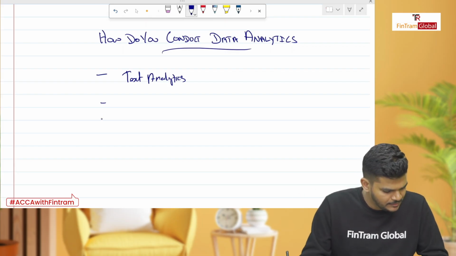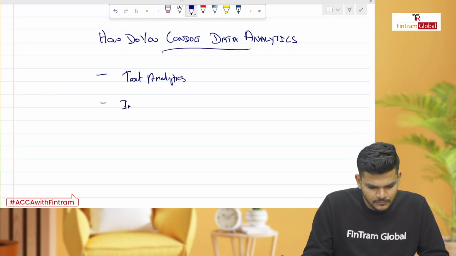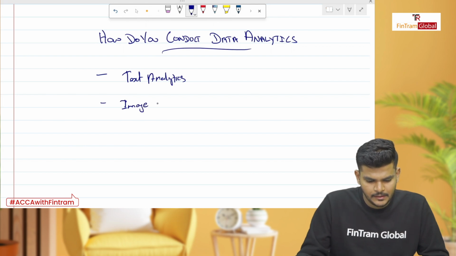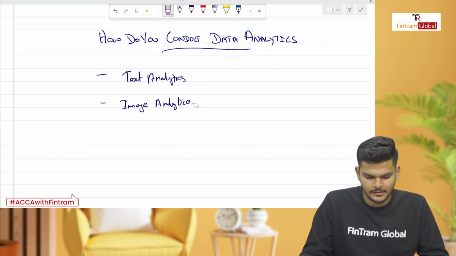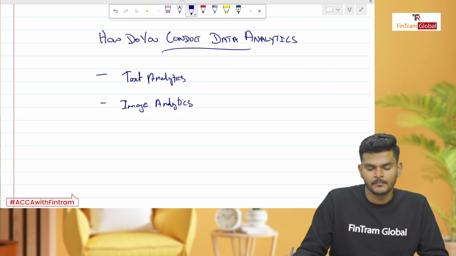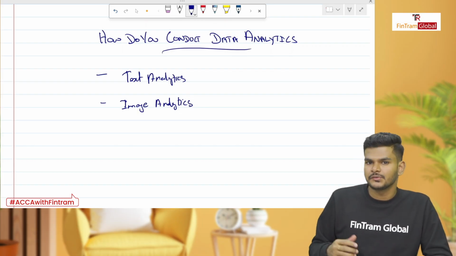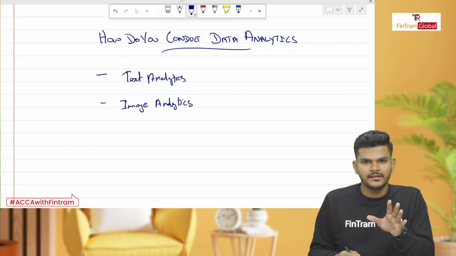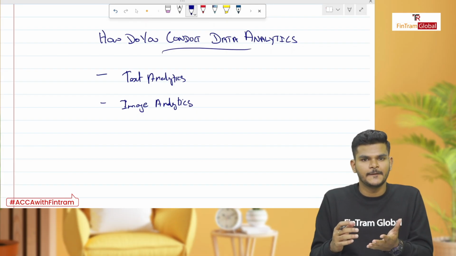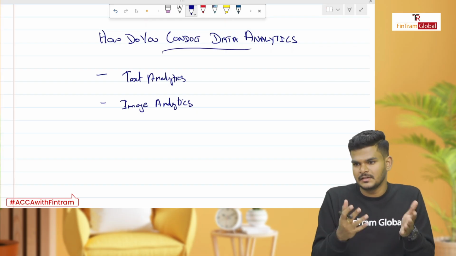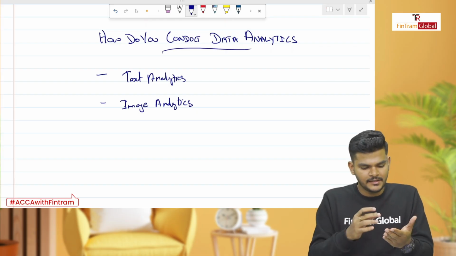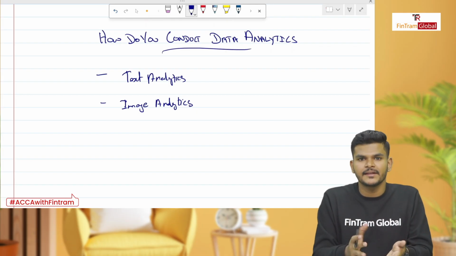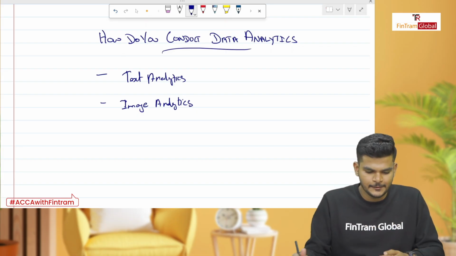And then there would be image analytics. If I can analyze text, then why not images? There is software available as of now, for example Google Lens. You can use Google Lens to scan your surroundings and search for whatever you want, as to what a particular object is. If you scan a leaf, it tells you what kind of leaf it is. That's basically the idea.